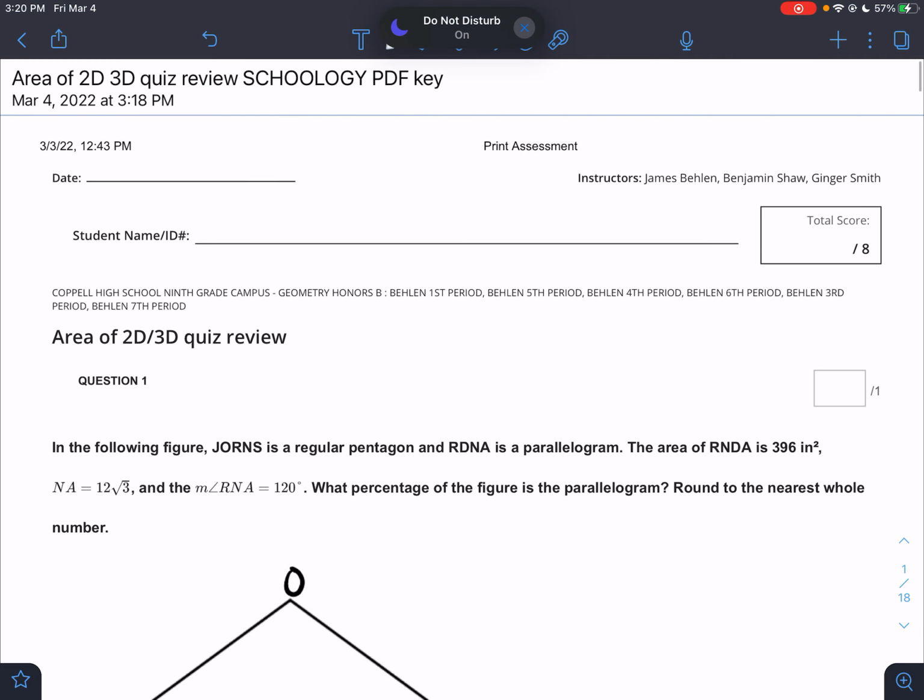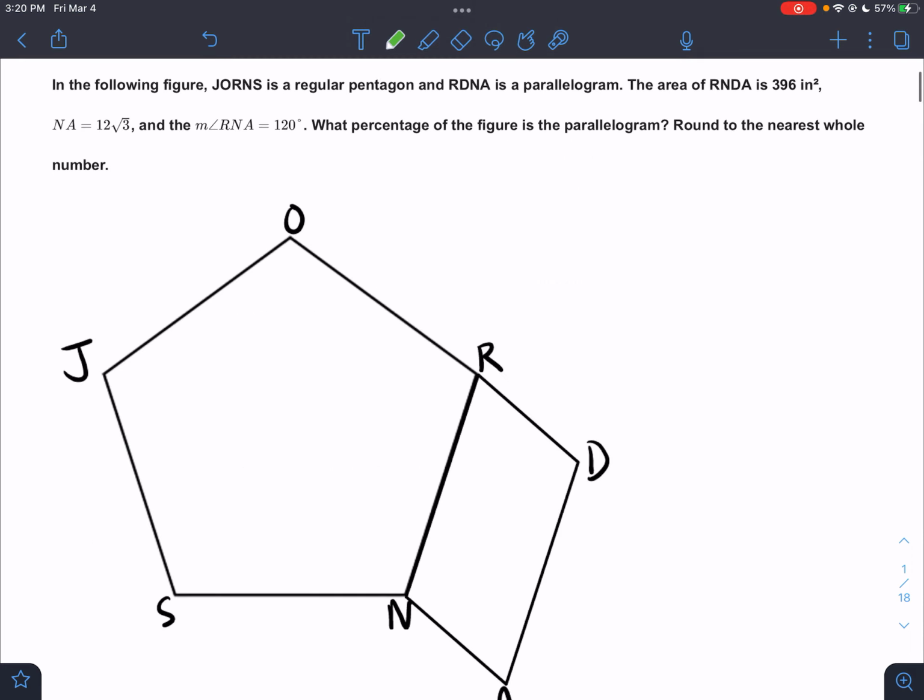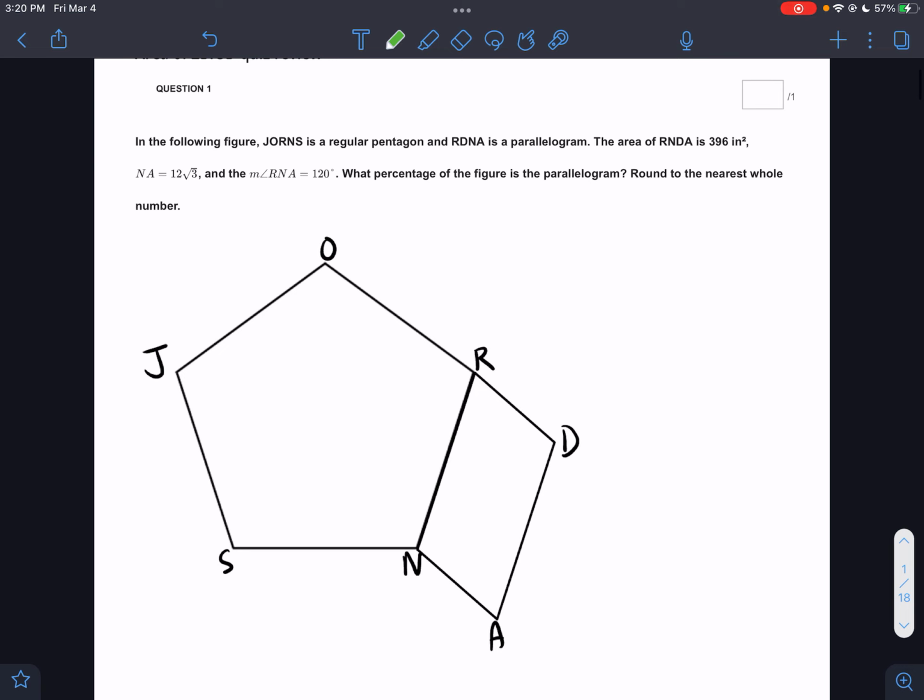All right, team. I'm going to work through the review for the quiz. A lot of good problems in here. Let's get started. In the following figure, JORNS is a regular pentagon and RDNA is a parallelogram. So we had a pentagon and a parallelogram.